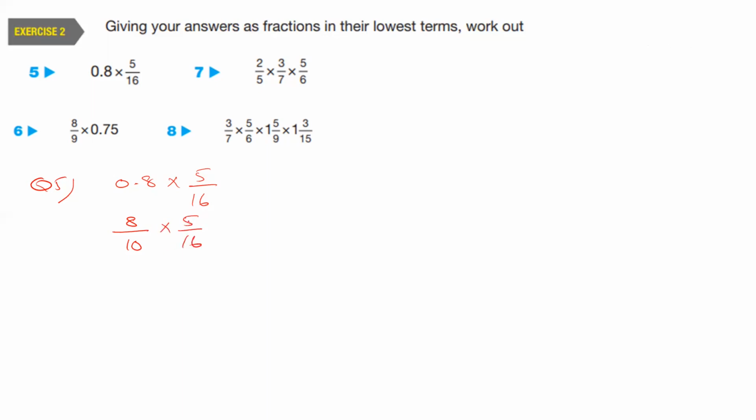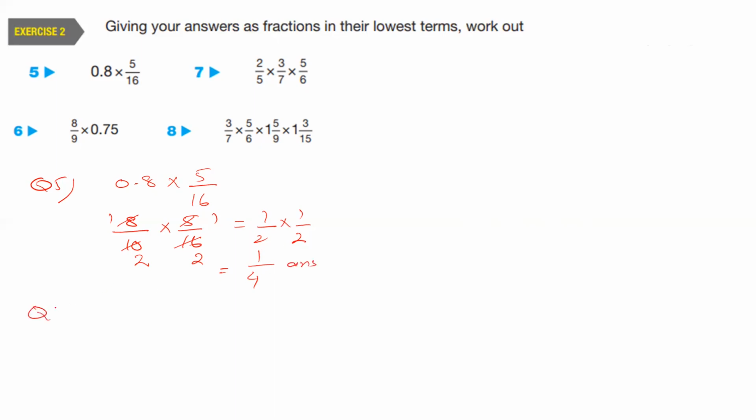Now we recall the 5 times table. So 5 times 1 is 5. 5 times 2 is 10. Now 8 times 1 is 8. 8 times 2 is 16. So we got here 1 upon 2 into 1 upon 2, which makes 1 upon 4. As you multiply 1 with 1, we get 1. 2 times 2 is 4. So this is the simplest form.